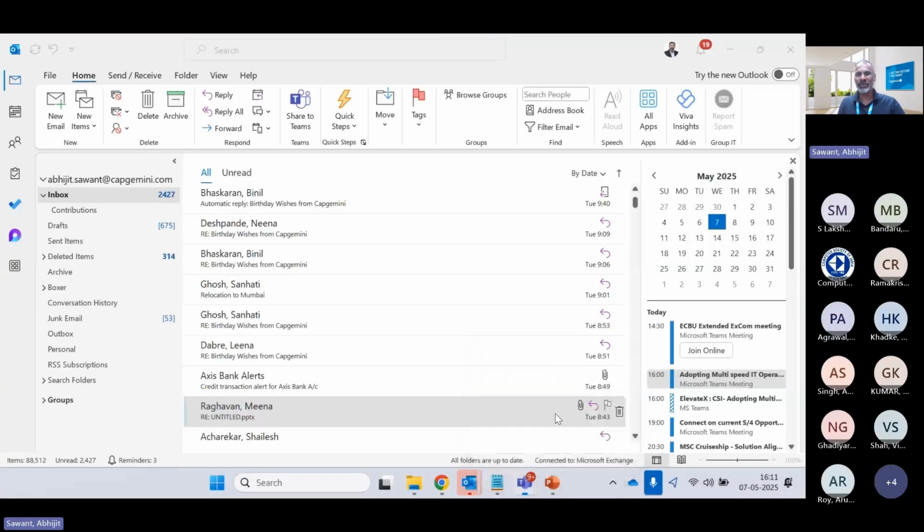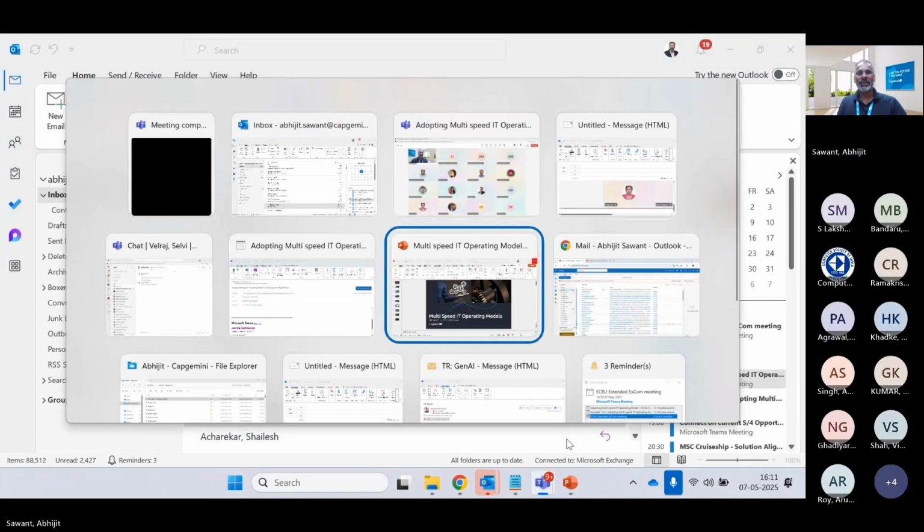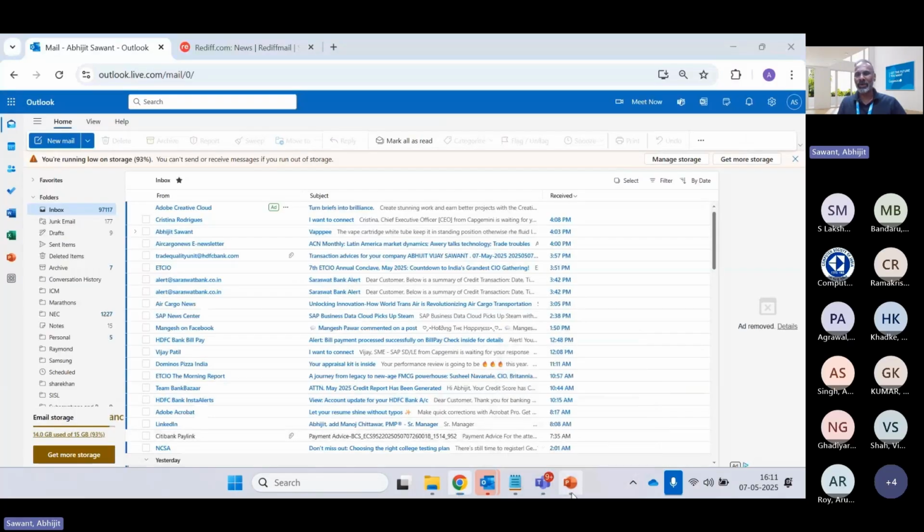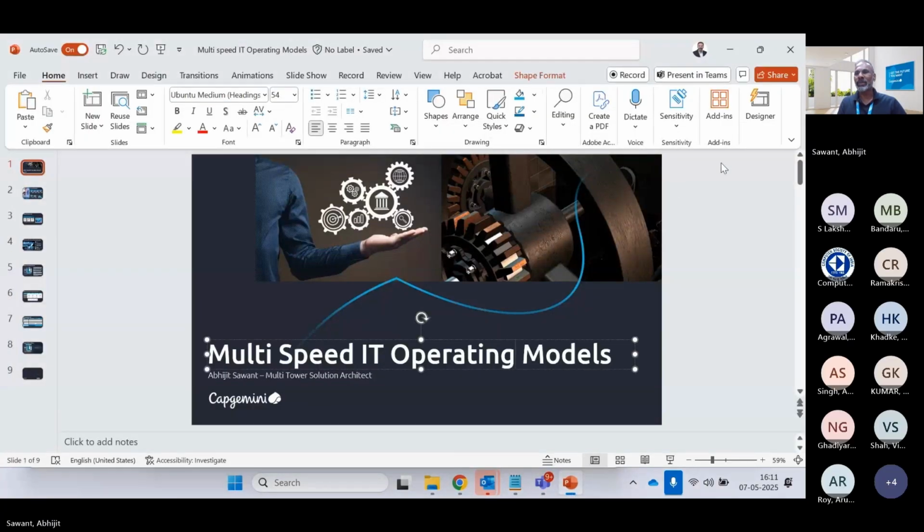So let me share my screen. Thanks, Meghna, for the brief introduction. I'll of course try to share more details about the digital transformation deals and operating models that have been working.